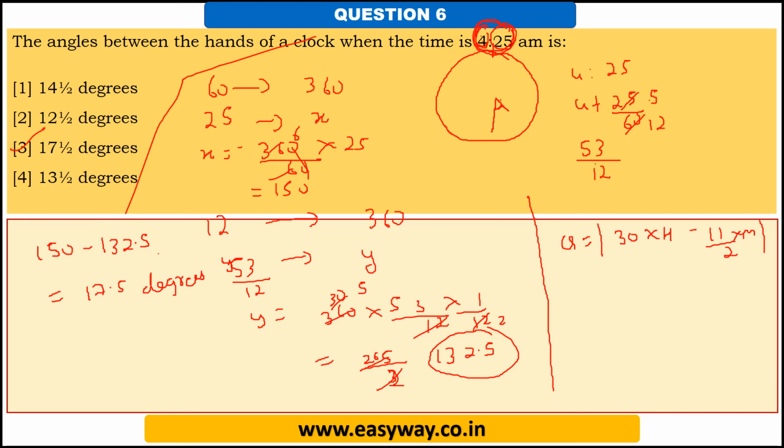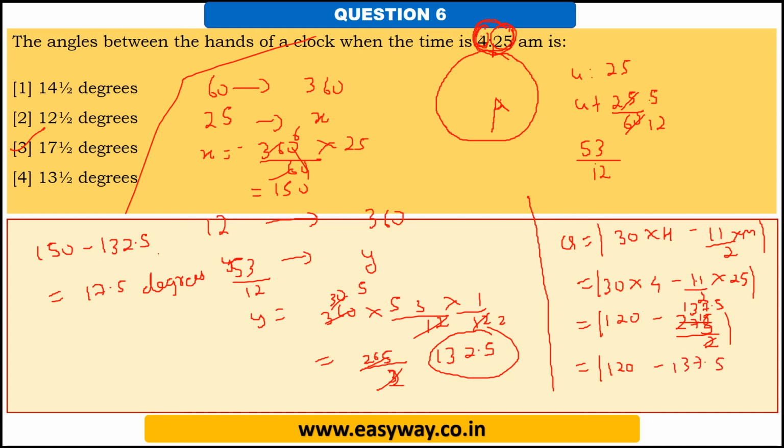So 30 into what is hours here? 4. So 30 into 4 minus 11 by 2 into what is m? 25. So this will be 4 threes are 12, so 120, minus 11 into 25, which is 275, by 2. So that will be equal to 120 minus 137.5. So 137.5 minus 120 will be 17.5. So anyway, we are getting 17.5.